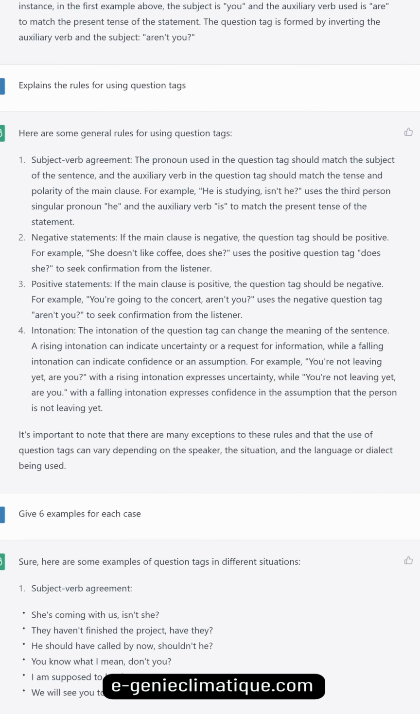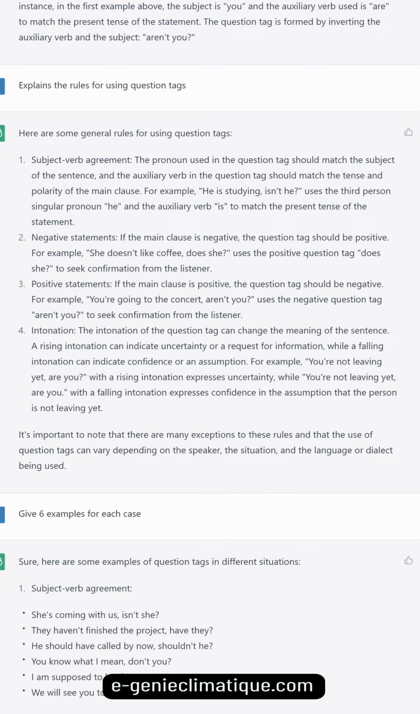Explains the rules for using question tags. Here are some general rules for using question tags. Subject-verb agreement. The pronoun used in the question tag should match the subject of the sentence, and the auxiliary verb in the question tag should match the tense and polarity of the main clause. For example, "He is studying, isn't he?" uses the third-person singular pronoun, he, and the auxiliary verb, is, to match the present tense of the statement.